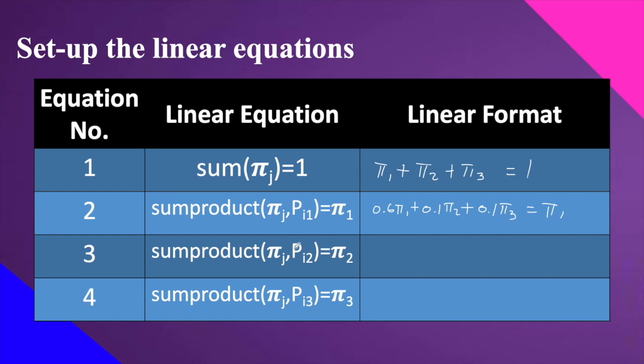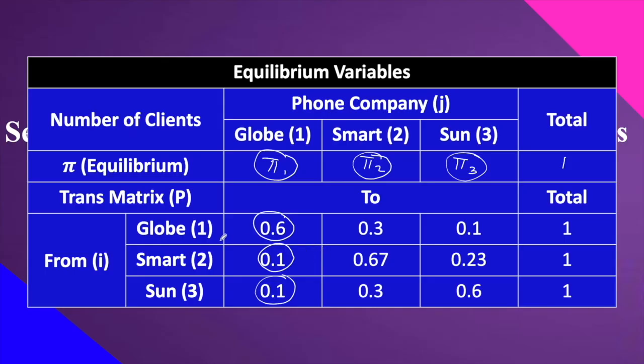For our equation number 3, ganun lang din. No, we should find the sum product of pi sub j. Again, j, ito yung grouping natin per column. And of course, the p sub i and 2. No, ano yung p sub i 2? P sub i, ito. And of course, yung 2 daw, second column, ito po. Meaning, ito, multiply dito, plus, ito, multiply dito, plus ito, multiply dito.